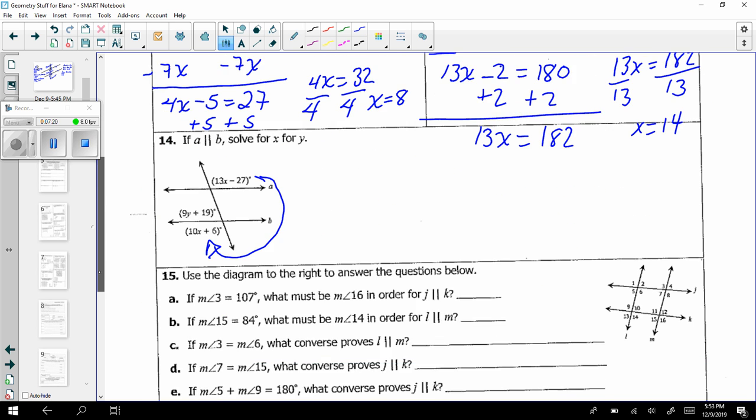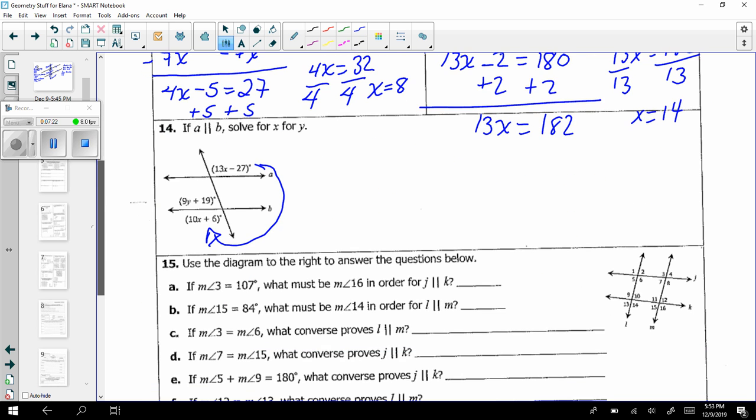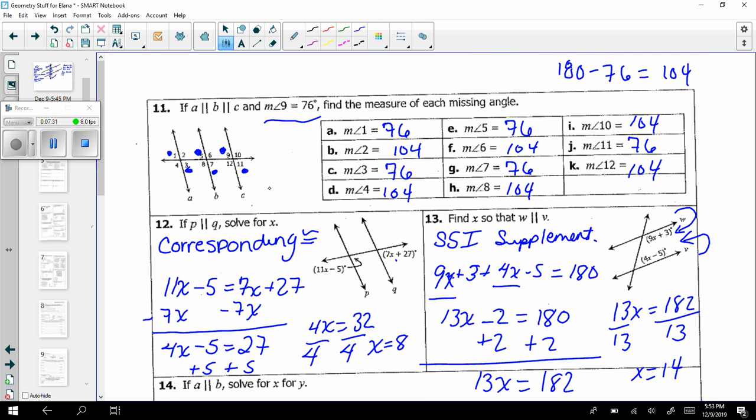Now what if we have a problem like this where we have more than one variable to solve for? Let's take a look at this. Sorry, go back.